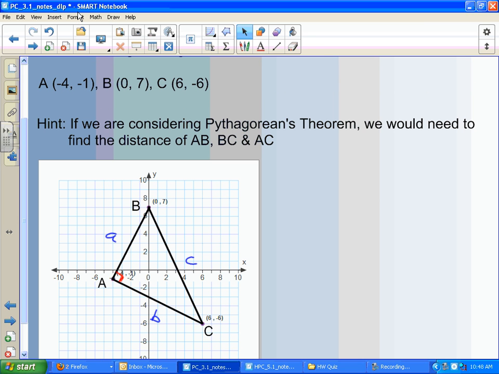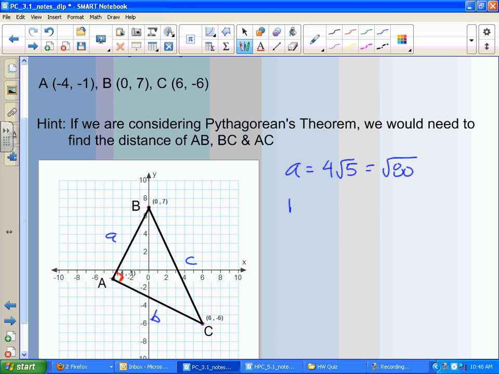Okay, so A's told me, what was it again? 4 root 5, which is square root of 80. All right, B's, what did you guys get? 5 root 5, which is square root of 125. And then C's, I'm sorry, I forgot the C. Square root of 205.